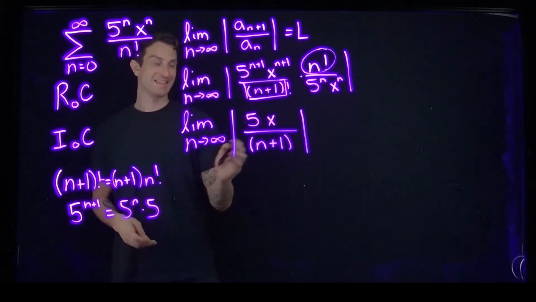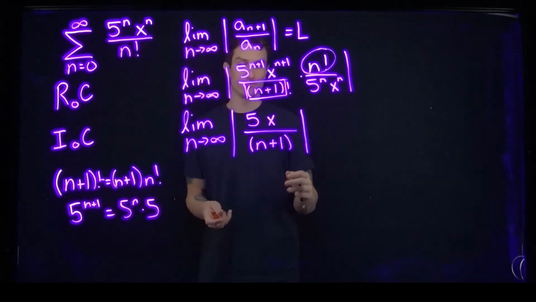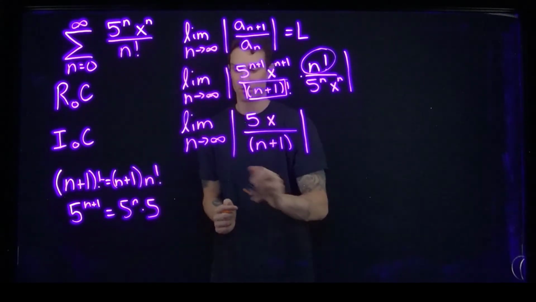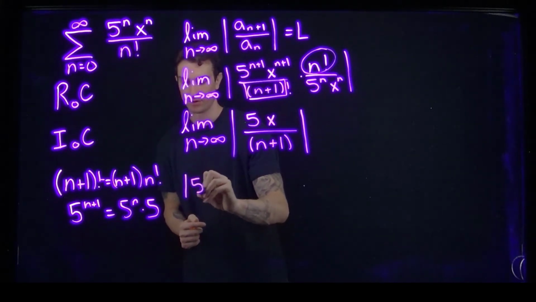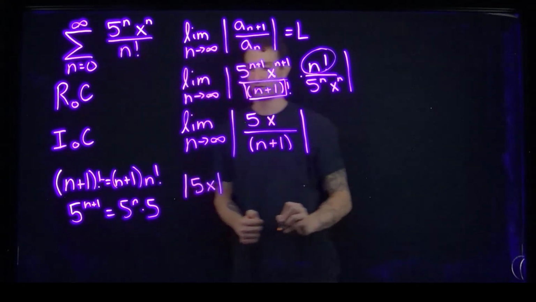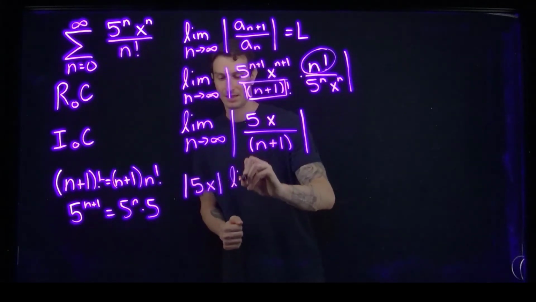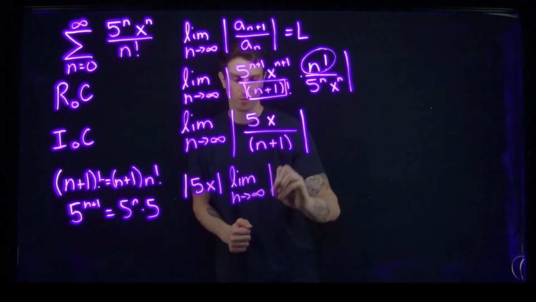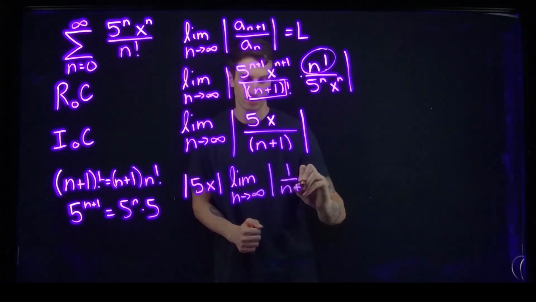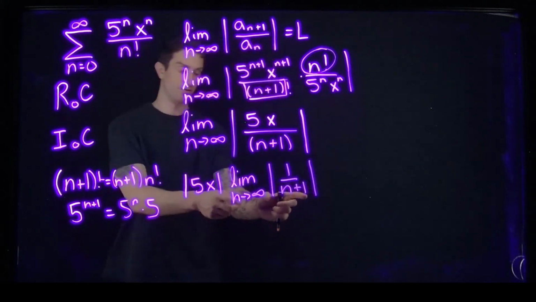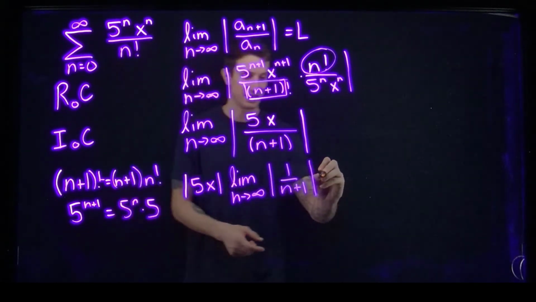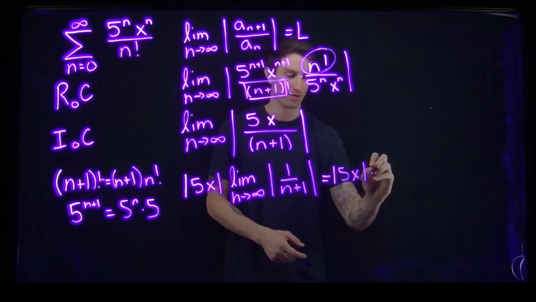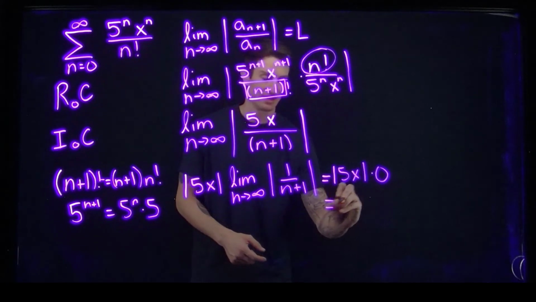Okay? And at this point, you're fine to kind of complete the problem. However, I'm going to take it a step further. The x's have nothing to do with this limit at all. So we'll put the 5x out here. Limit as n goes to infinity of 1 over n plus 1. We know this is going to go to 0, right? So this will be equal to 5x times 0, which is just going to be 0.